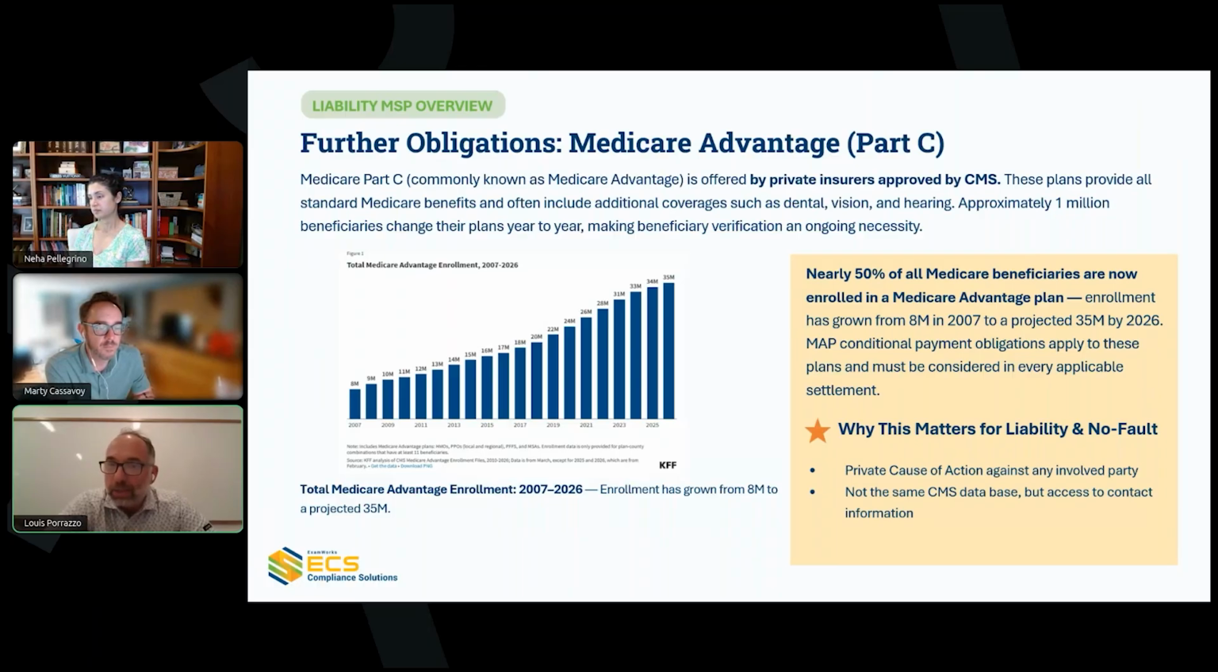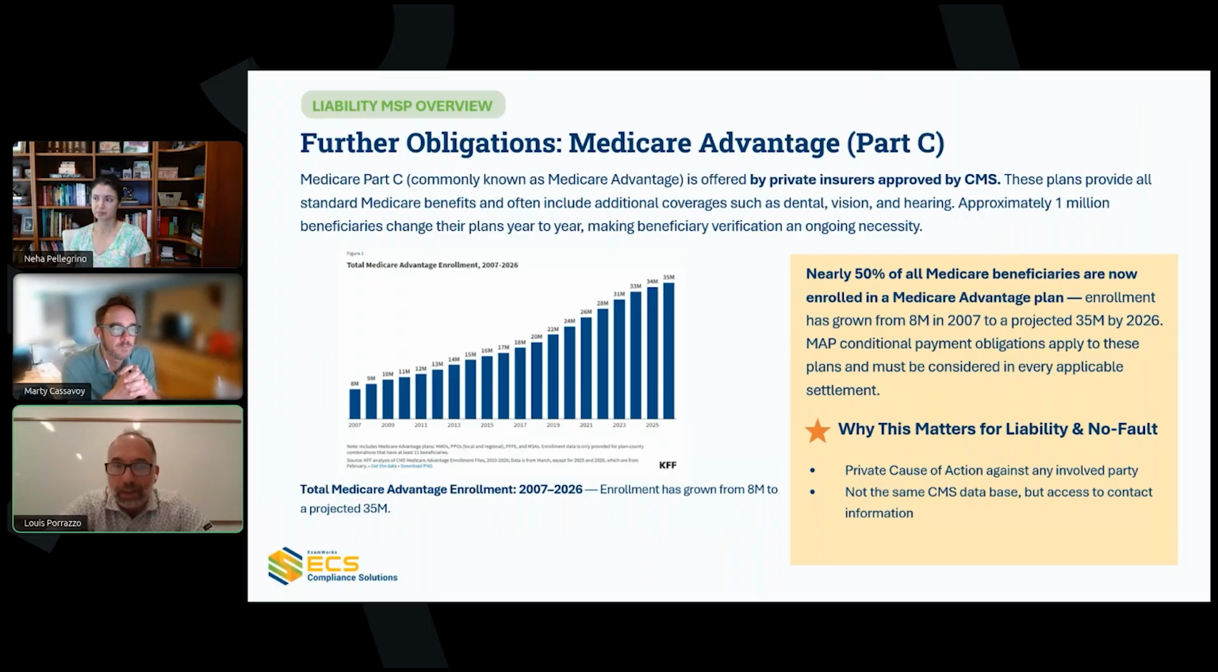Conditional payment obligations do apply to these plans, and I think it's important to think about that as you're going through. It's not enough just to say, oh, I got a conditional payment letter from Medicare. I also need to go and get a Medicare Advantage plan. And that doesn't matter if you're settling a liability claim or a workers' compensation claim. You do need to address Medicare Advantage plan conditional payments.